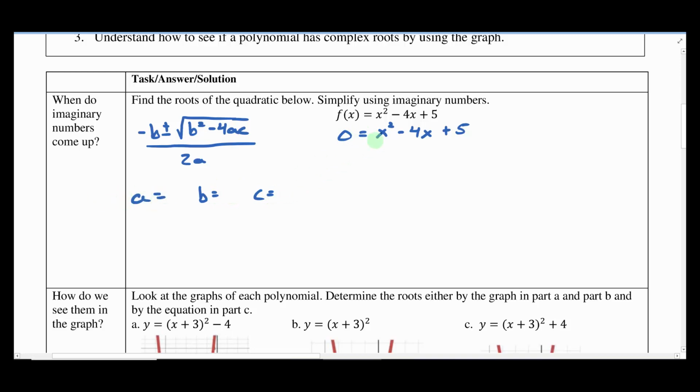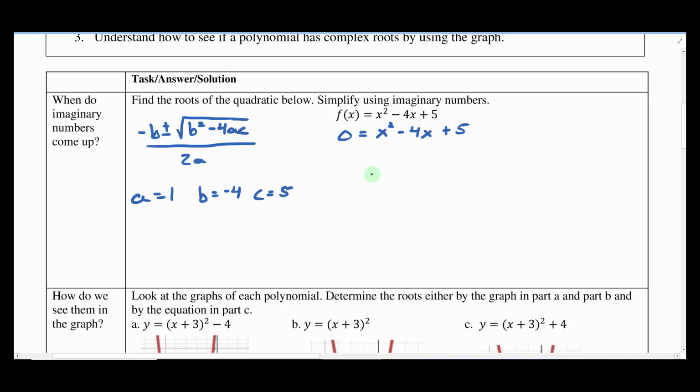And if you recall, a is the number in front of x squared. So in this case, a is going to be 1. And b is the number in front of x. So that's going to be negative 4. And c is the constant on the end. So that's going to be a positive 5. So I'm going to take my a, b, and c, plug it into the quadratic formula and see what we get.